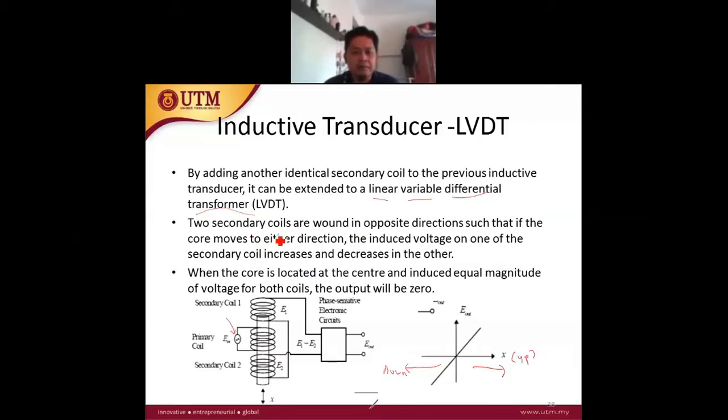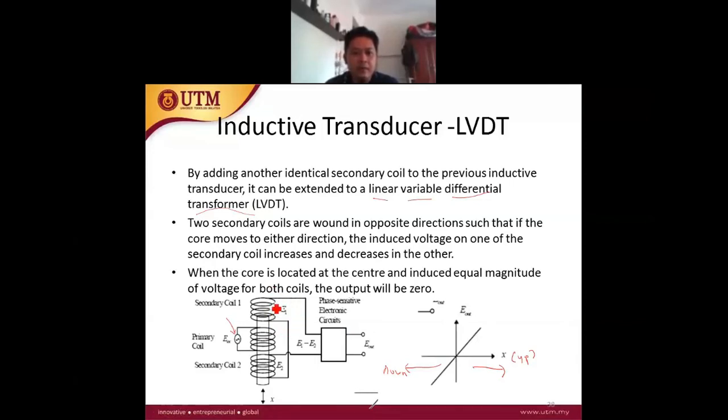In an LVDT, the two secondary coils are wound in opposite directions, such that if the core moves to either direction, the induced voltage on one of the secondary coils increases and decreases in the other. So meaning to say, in the secondary we have two sets of winding, but normally we don't use them separately, but rather we use the windings together.